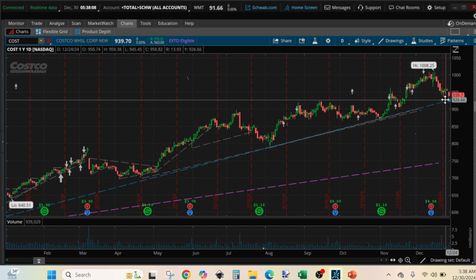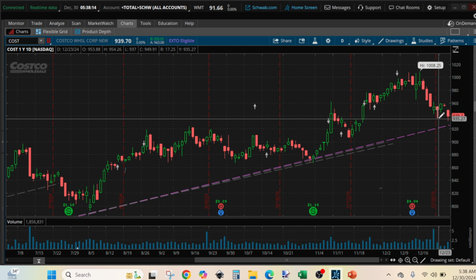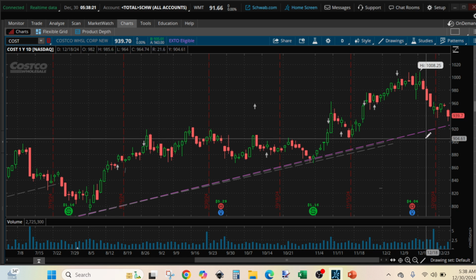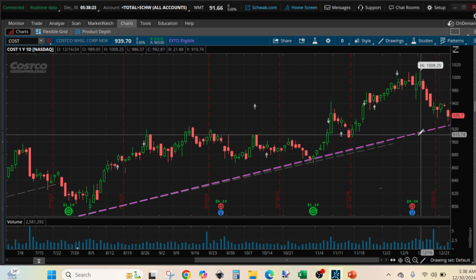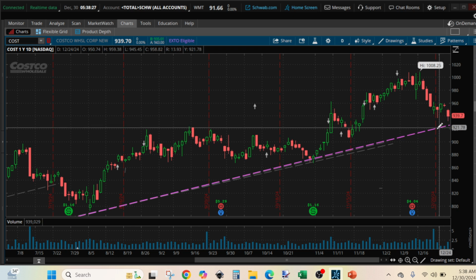So a pullback went up, pullback, but you see those two lows. This one is lower than this one. So you do not have a confirmation that it is following this trend line here. It pulled back to it, but we do not have confirmation that it is following this trend line.